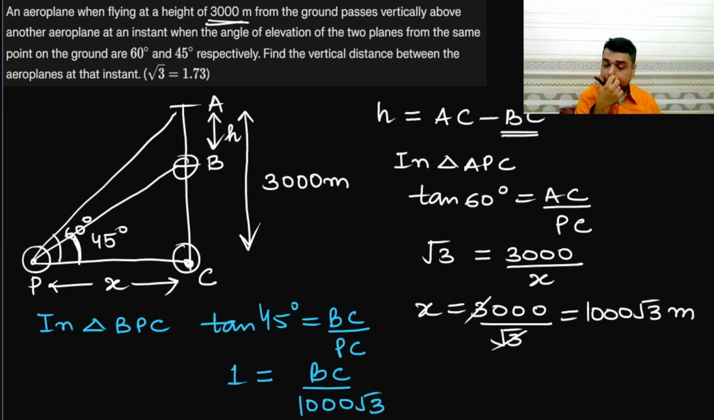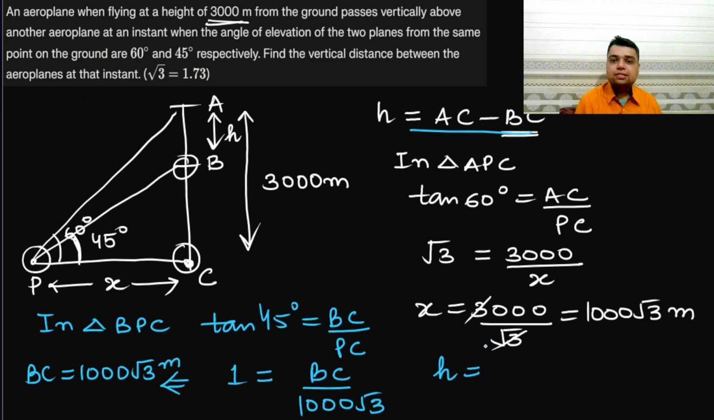Okay, now we are able to find the value of BC, which is what? 1000 root 3 meters. And what is the value of H? I already told you, AC minus BC. AC is what? AC is this 3000, which is already given, minus BC, which is 1000 root 3.